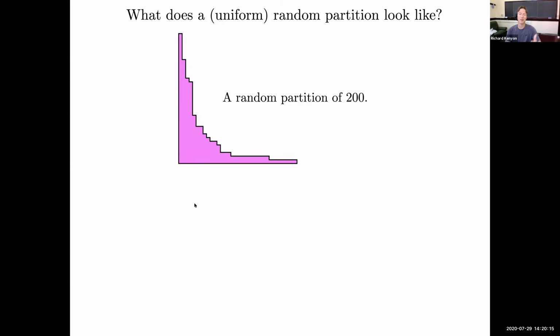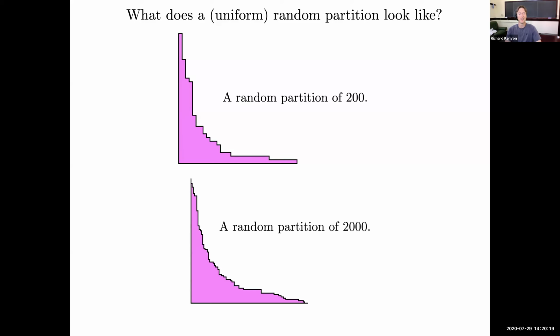I don't remember exactly how I sampled this one. It was a long time ago, but there it is. You can ask me later how to sample a random partition, but I'm not going to talk about that now. There's a random partition of 2000, and maybe you can start to believe that as n gets large, there's some sort of shape that these are forming, a limit shape.